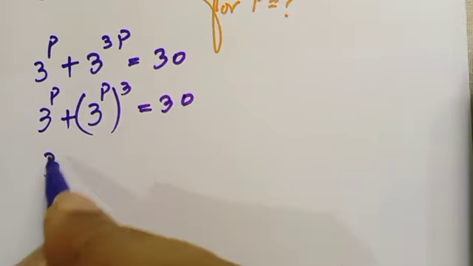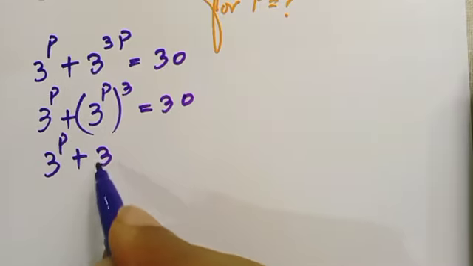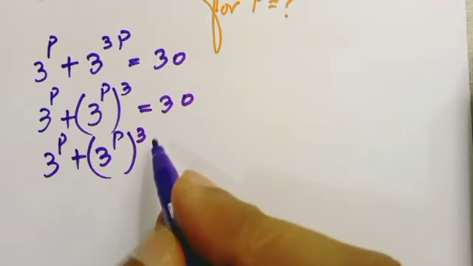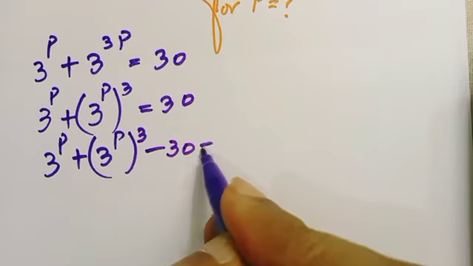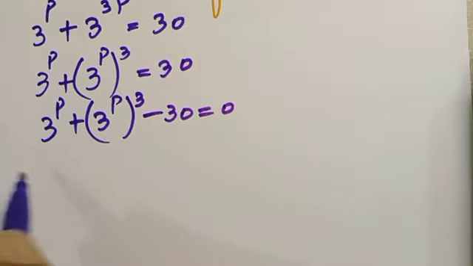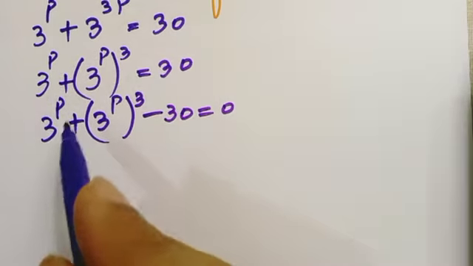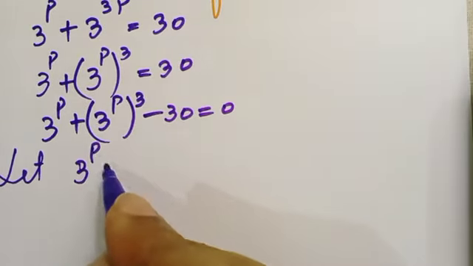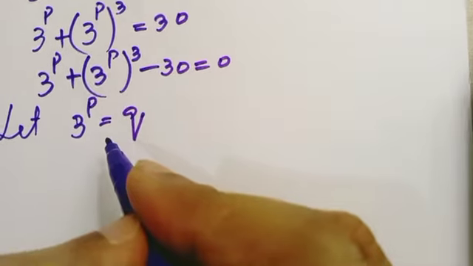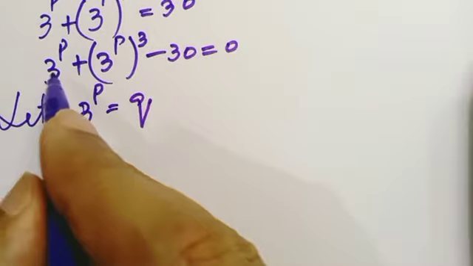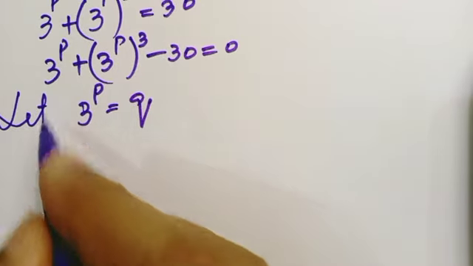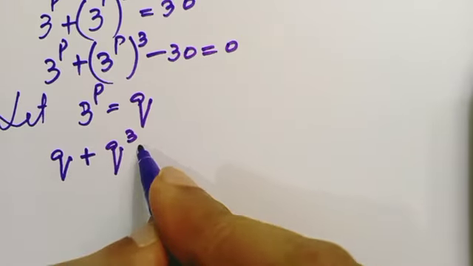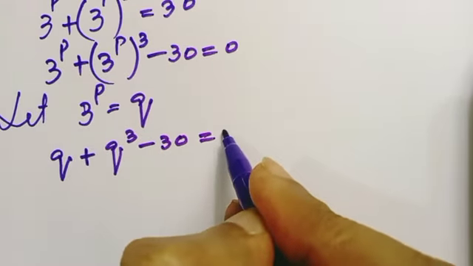Rearranging this expression, 3^p + (3^p)^3 - 30 = 0. Now we let 3^p = q. Put this in the above equation: q + q^3 - 30 = 0.